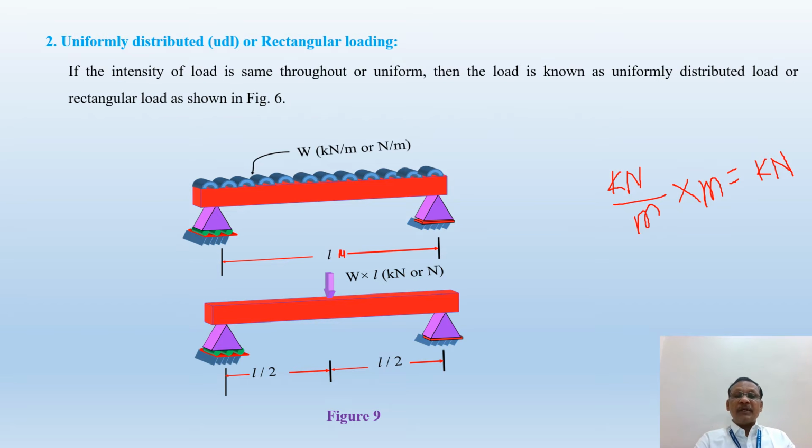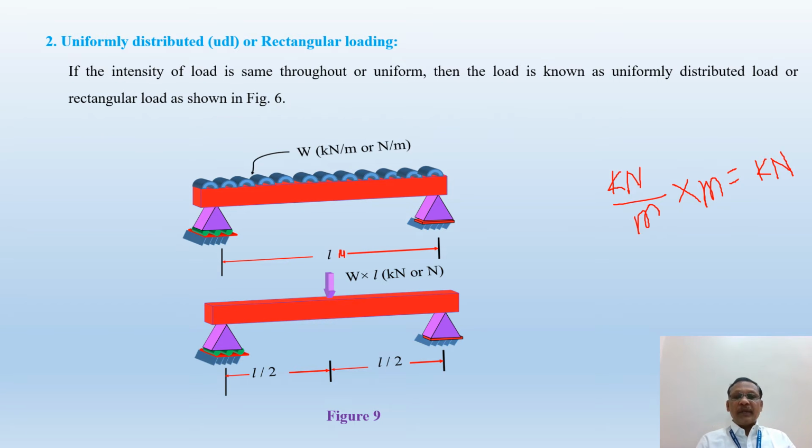And what is the position of this point load? The point load is acting at the center of this UDL. So the center of the UDL from the first end is L by 2 and from the second end is L by 2. In short, we can say that this point load is acting exactly at the center of the UDL. So in this way, we can easily convert a UDL into a point load.